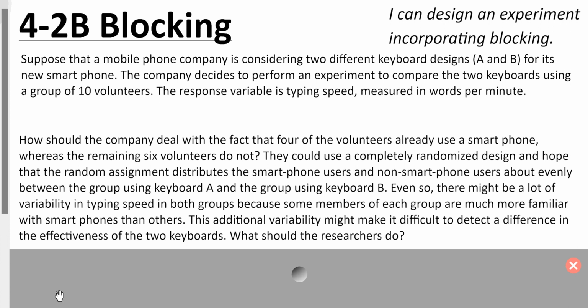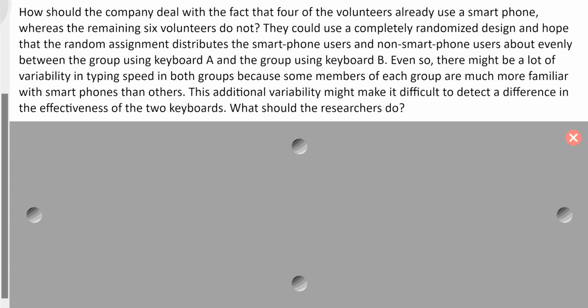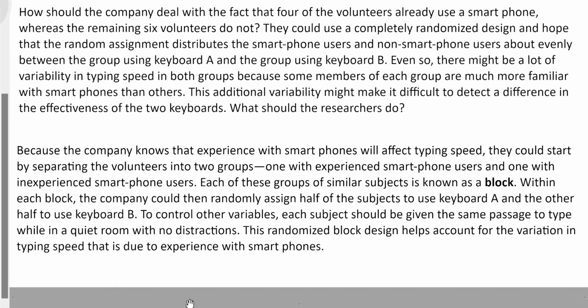But even so, there might be a lot of variability in typing speed in both groups because some members are much more familiar with smartphones. This additional variability might make it difficult to detect a difference in the effectiveness of the two keyboards and might take away from the point of the experiment. So, what should they do?